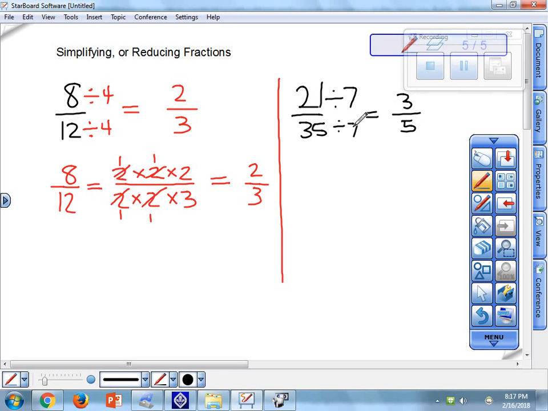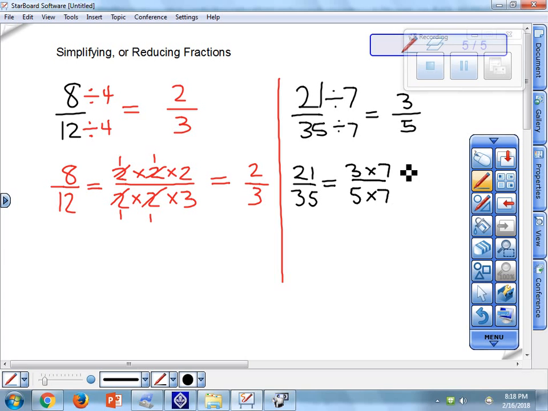Now suppose I didn't see that 7 divided evenly into the numerator and denominator. Then I could again do what I did in the other example. I could take 21/35. I could break the numerator and denominator into its prime factors. That would be 3 times 7. This would be 5 times 7 for 35.